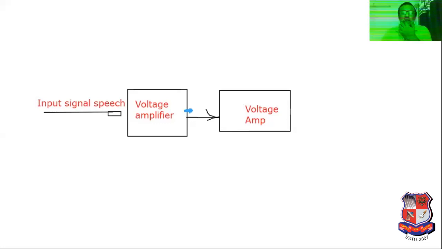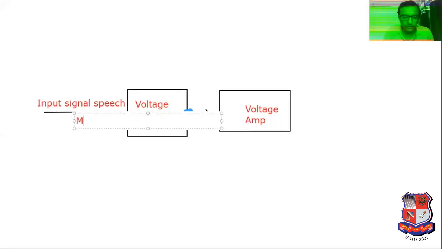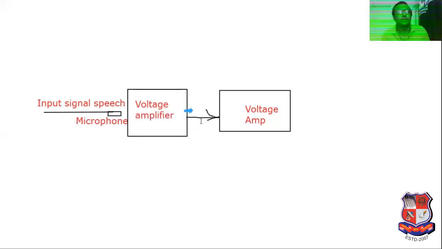Now this entire voltage amplifier amplifies the voltage only. We can write here microphone. What is the meaning of public address system? It connects the microphone to the loudspeaker. Microphone means a simple mic.